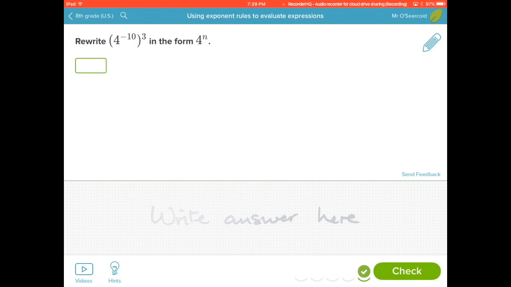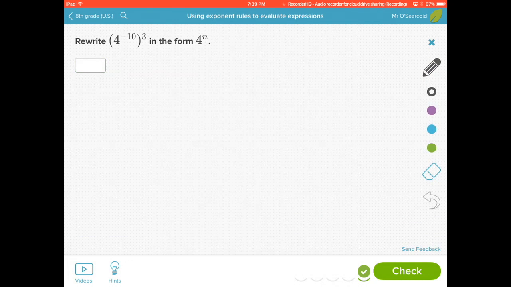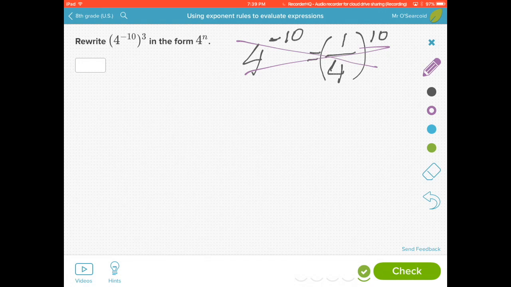Right. This is a very similar problem. Now, notice that we don't actually have to bring in the rule that says 4 to the negative 10 is equal to 1 over 4 to the 10. That's actually redundant in this particular case because we're being told to give it as 4 to the power of n. So we don't even need to think that way right now.